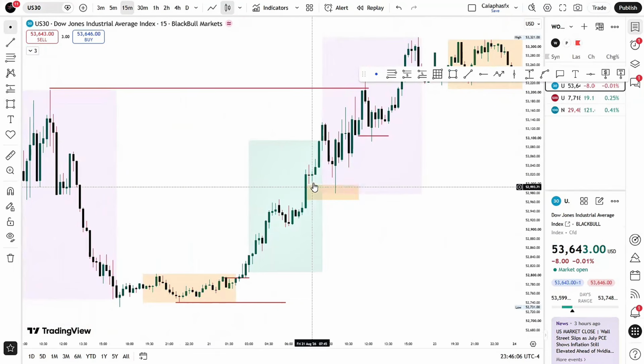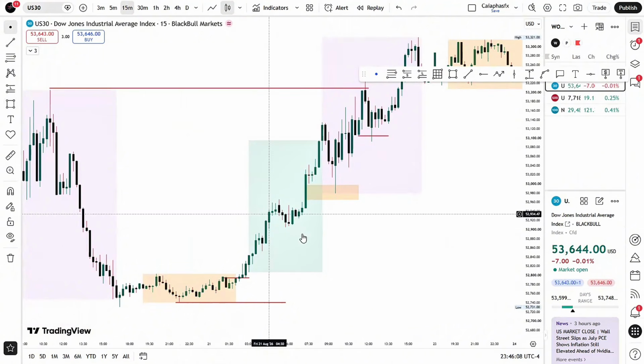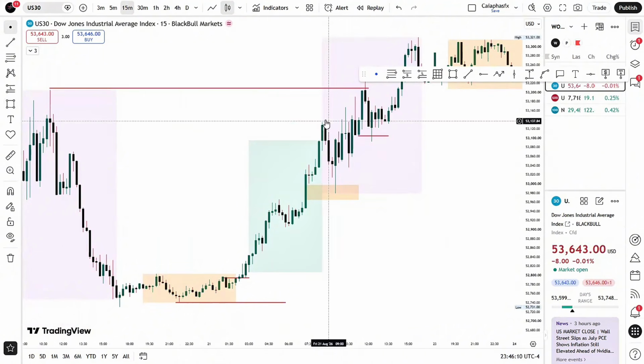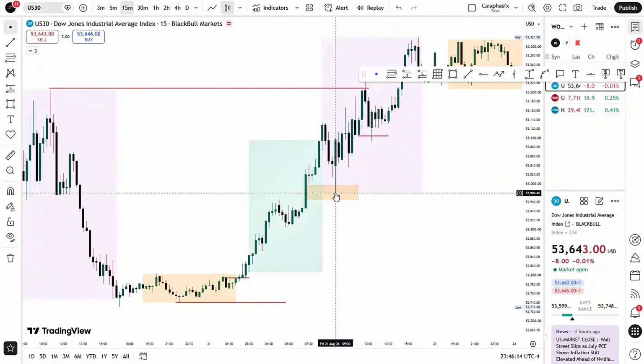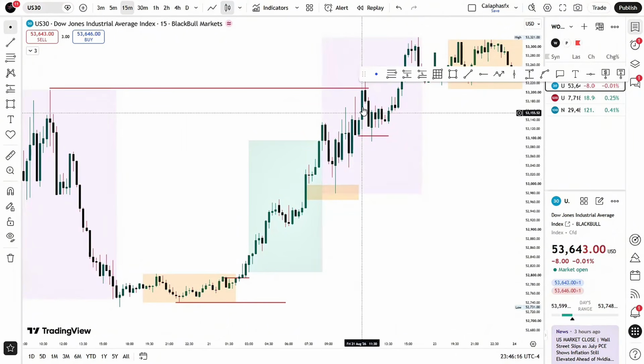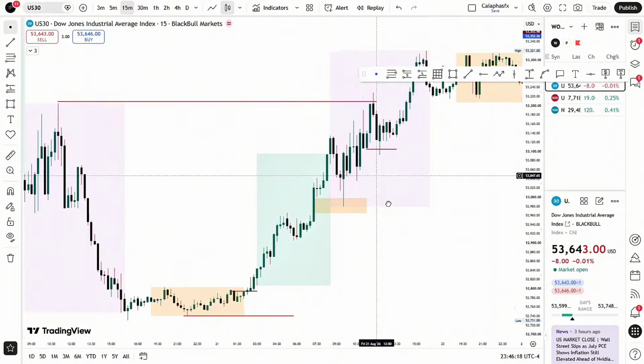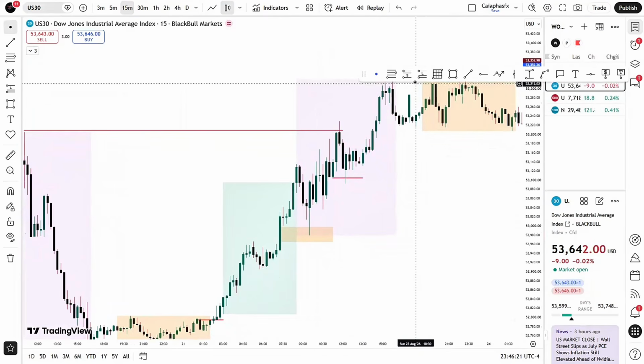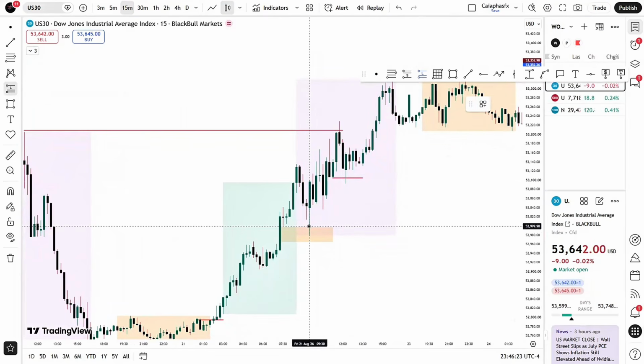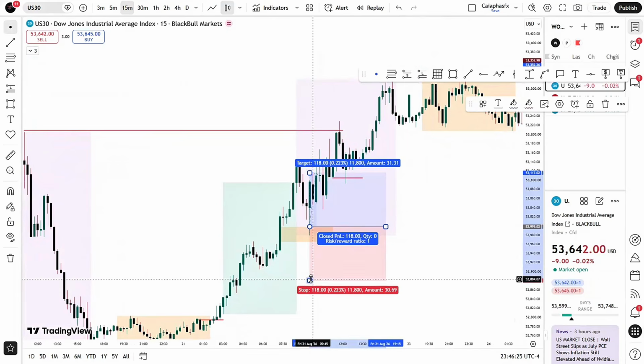Because that day I took the entry here because we had the expansion retracement. Once the retracement has already occurred, then you have to expand again. So this is another phase of price. So that occurred that day. So I remember taking this trade.